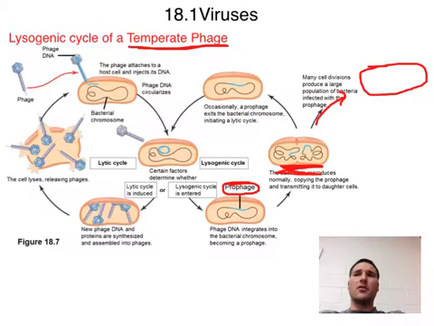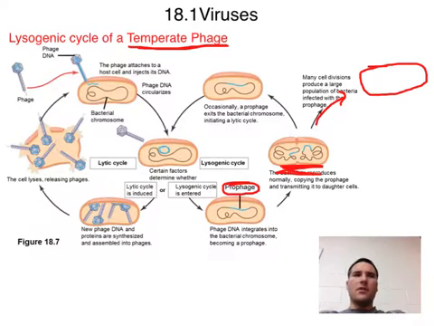With this lysogenic cycle, other times with the bacteria, it could just be a chemical change, so there may be some chemical in the environment that could be perceived as weakening the bacteria, and then the virus will take over. So that's the lysogenic cycle for these phages.